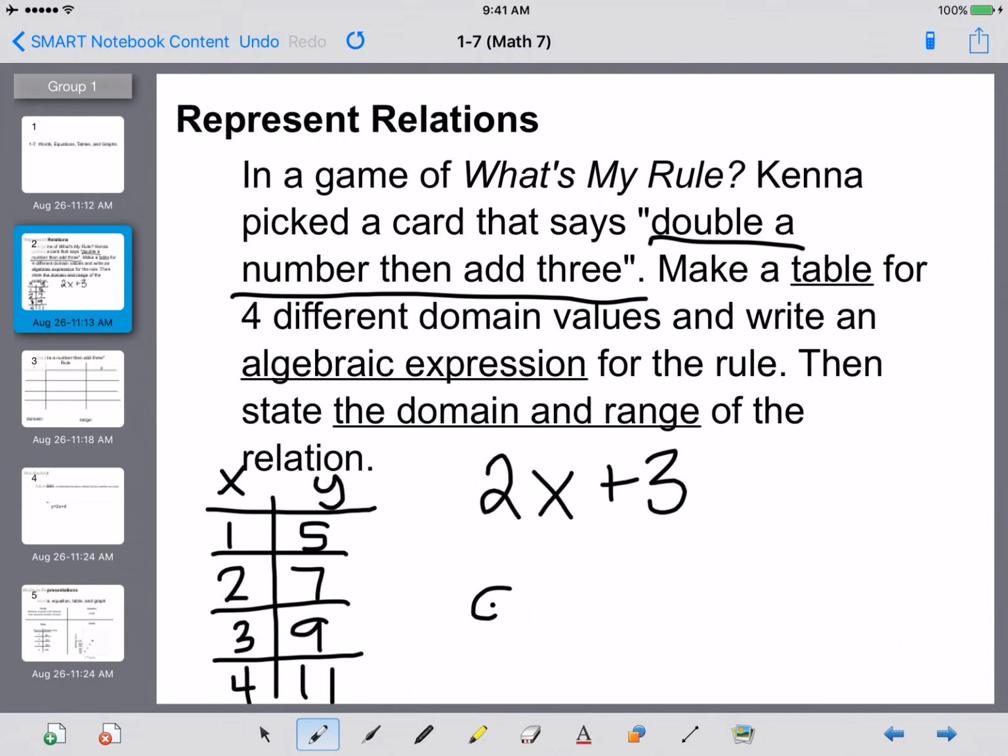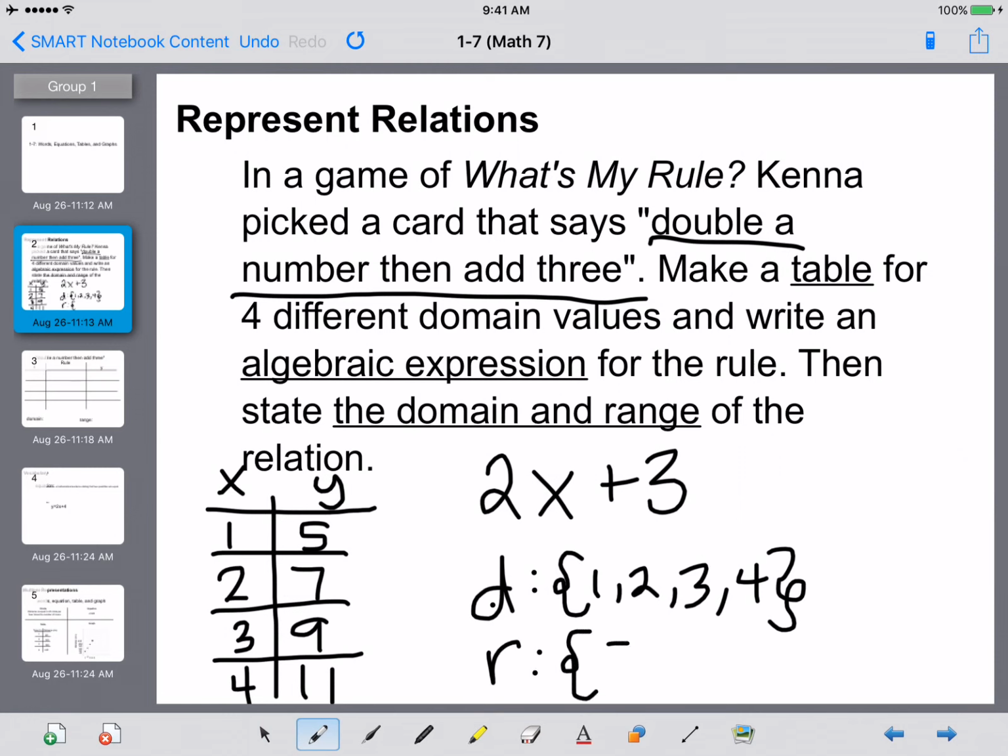And our domain and range: our domain is our x values, so we've got our squiggly bracket, 1, 2, 3, 4. And our range is our squiggly bracket, 5, 7, 9, 11, closing our squiggly bracket. And a reminder, your squiggly bracket is up by your P on your keyboard.